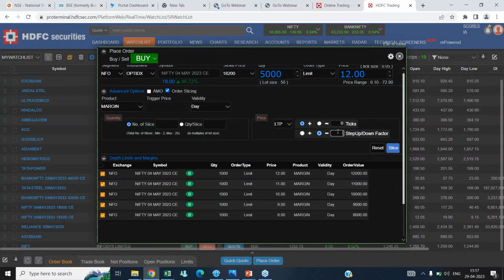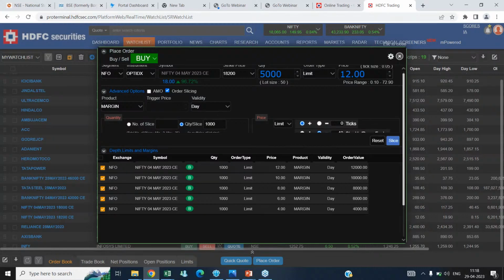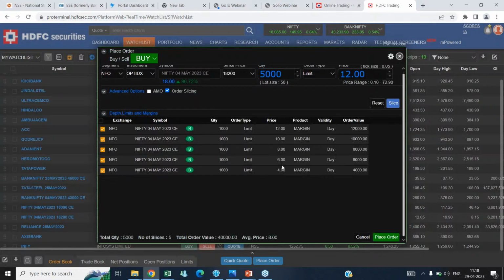If you want to place it at every 2 rupees interval, you can go for 40 ticks, because this step up or down factor is based upon how many ticks lower you want to place the subsequent orders from the initial limit which you have set. So if you type 40 ticks, that means it will go 2 rupees lower. The second order will go at 2 rupees lower, and so on. All the subsequent orders will be placed at 2 rupees lower. Let us check with that example also. So here you can check, first is at 12 rupees, then 10, 8, 6 and 4.